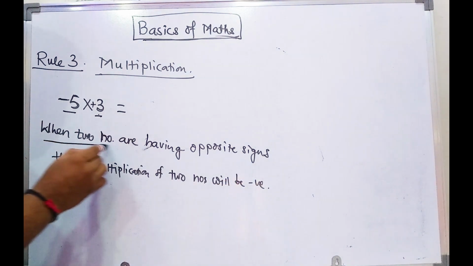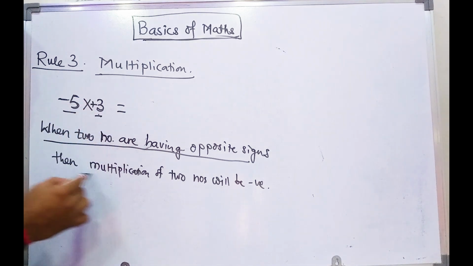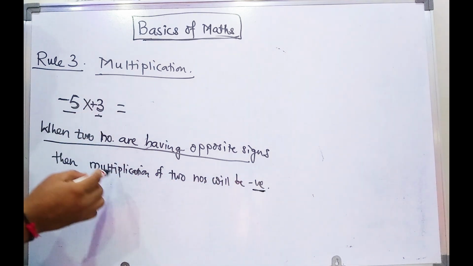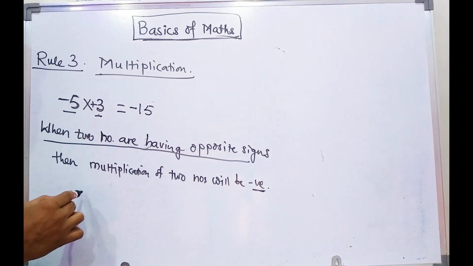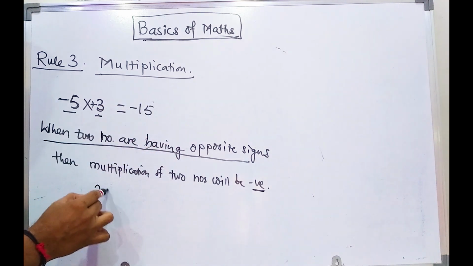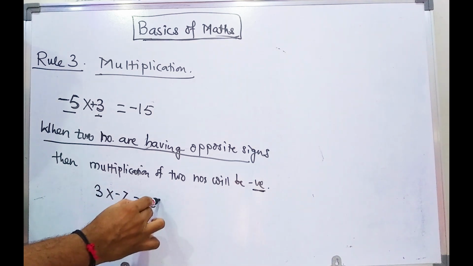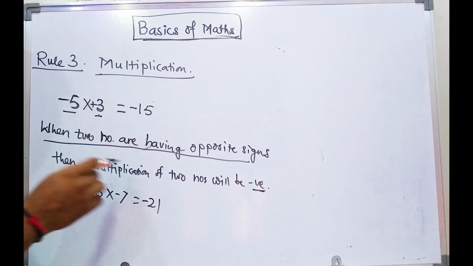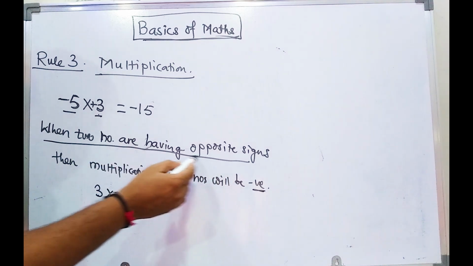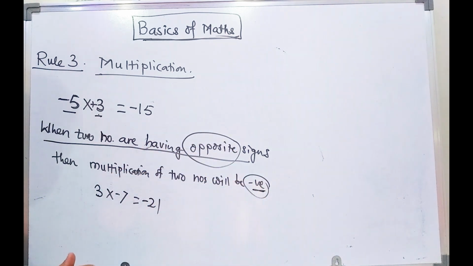Now in multiplication there is a direct rule that if the signs of both are opposite, then multiplication will be negative. So -15. We can take another example. 3 into -7 means 7 into 3 is 21 and the sign is negative. So in multiplication we can directly write, if the signs are opposite, your answer is negative.